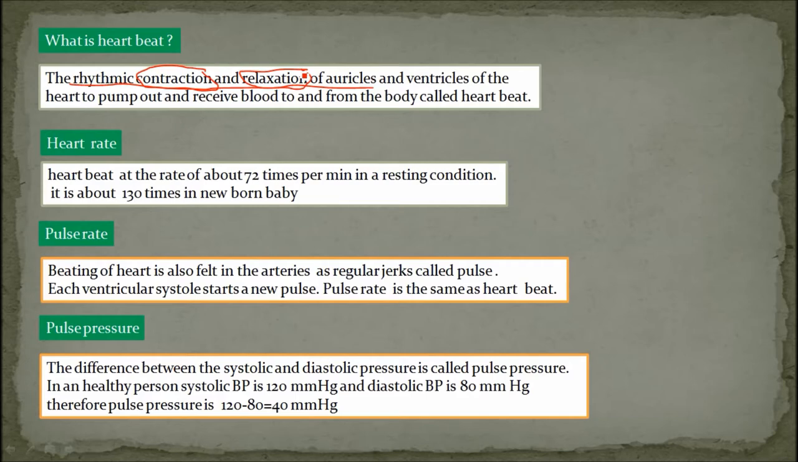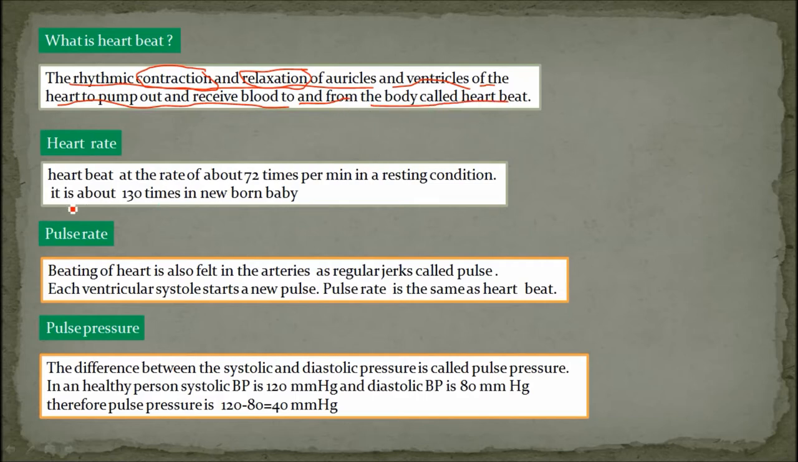So the four chambers of the human heart pump blood out. In one place the blood enters for purification, and on the other side the blood is pumped out from the heart and moves throughout the body for performing various activities. So the rhythmic contraction and relaxation of the auricles and ventricles of the heart to pump out and receive blood to and from the body is called the heartbeat, and that is one heartbeat. It completes one cardiac cycle.